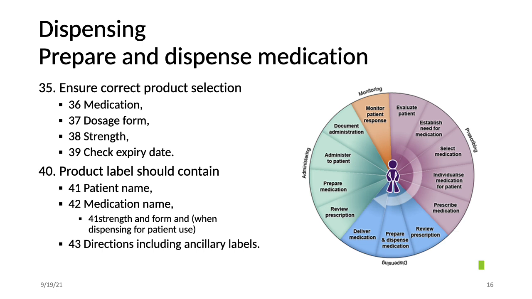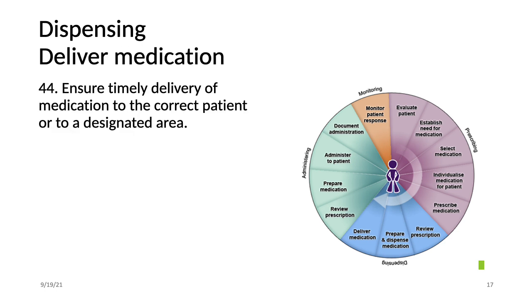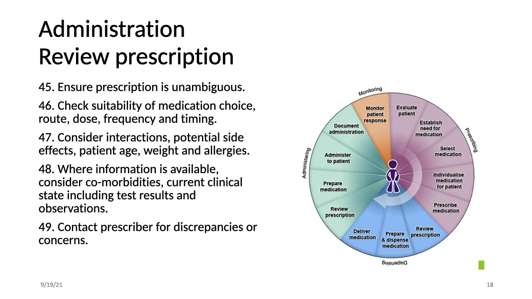Check the medication. Ensure the dose, the form, the strength, and check expiry date. Make appropriate labeling on the product, and with patient name, medication name, strengths, and direction of use, and include ancillary labels. After that, you deliver that medication to the nurse. Ensure timely delivery of medication to the correct patient or to the designated area.